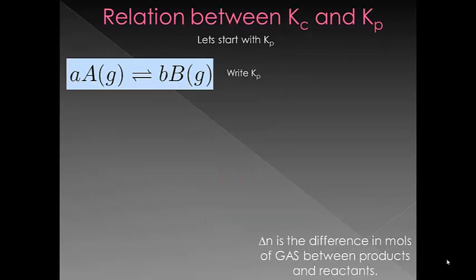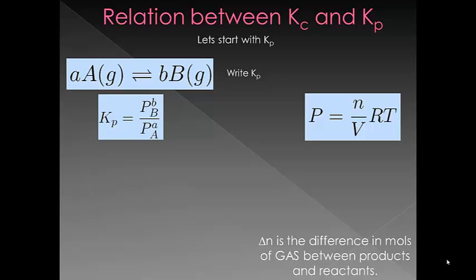Now let's start with Kp and see if we can find a way to relate this to Kc. So let's take a simple chemical equation to start with. Simply A goes to B. We'll even say that we don't know the stoichiometric coefficients to keep it as general as possible for the moment. Now let's write Kp. Keeping in mind what we did on the previous slide, we can fill in the ideal gas law.